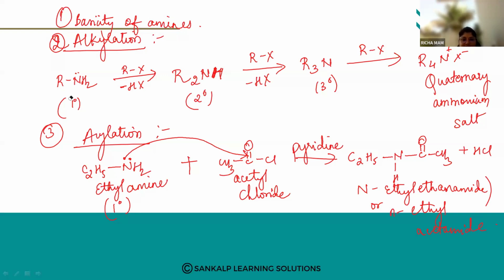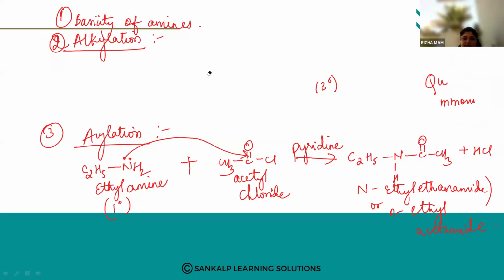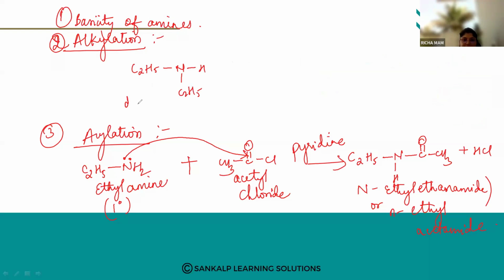One more reaction of acylation. This we have taken with primary amines. Now let us take a secondary amine, with pyridine, and see what the product will be. I will take diethylamine, (C2H5)2NH.